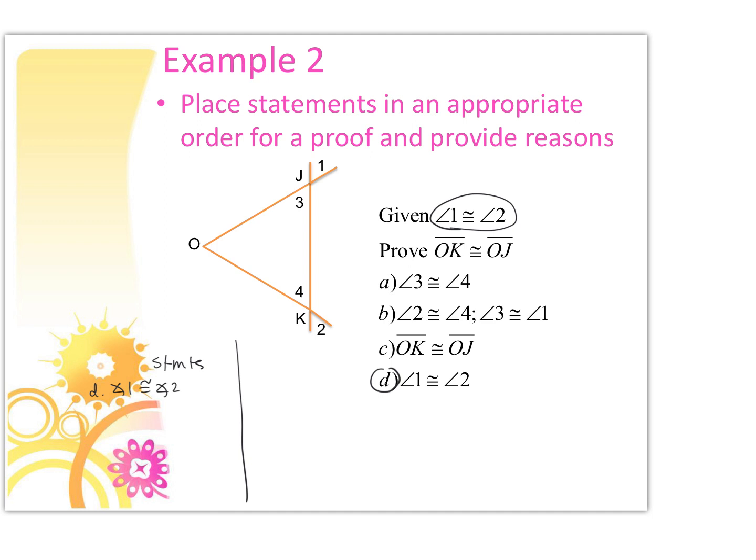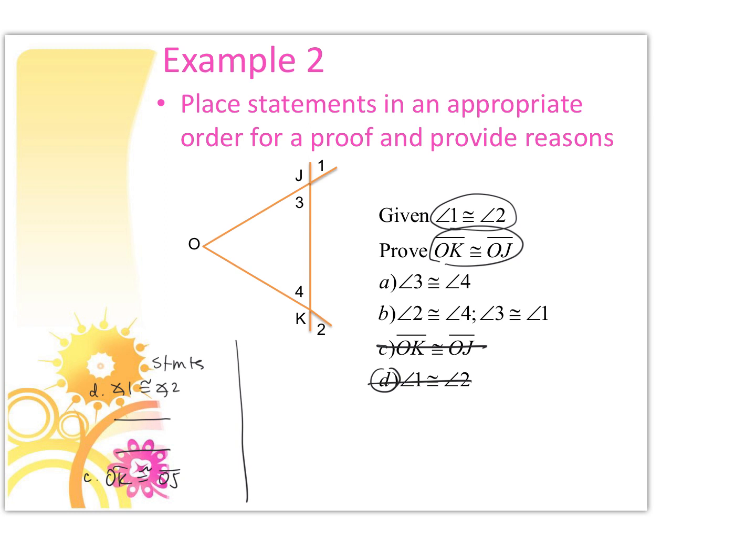Then they want us to prove this. Well, there's 4 steps here. So I know I'm going to have a second step here, a third step here, and my last step is going to be what they want me to prove. So I know my last step is going to be that OK is congruent to OJ. So this one's out and this one's out. So now I just have to figure out, well, what 2 am I going to put in?